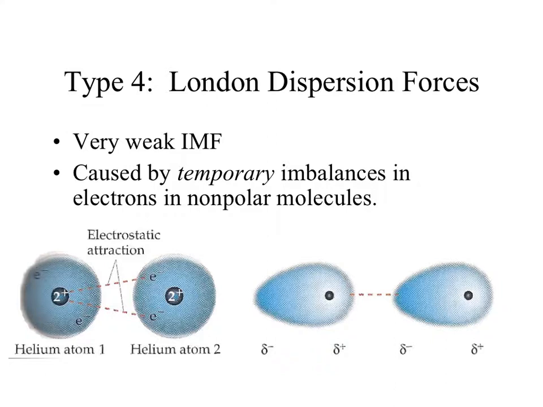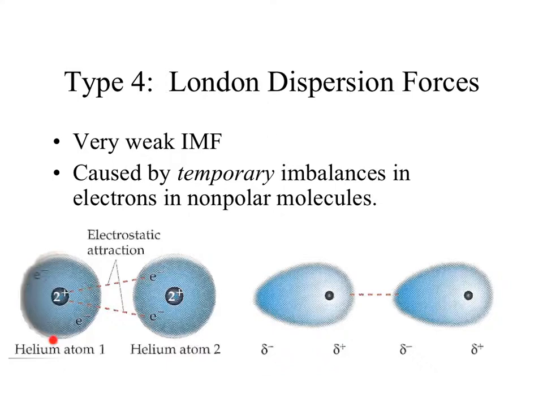The final type of intermolecular forces are called London dispersion forces. And these can occur in any chemical, but we tend to talk about them in the context of nonpolar chemicals because that's the only thing that nonpolar chemicals have. So it's a very weak intermolecular force, and it's caused by sort of temporary imbalances that occur just by happenstance, by the nature of the fact that electrons move around.